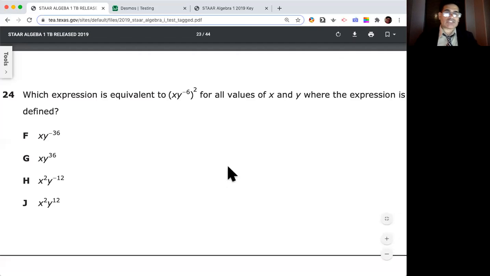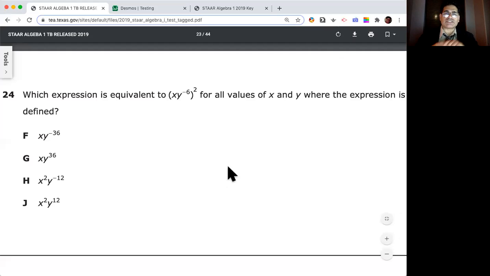Which expression is equivalent to (xy^-6)^2 for all values of x and y where the expression is defined?